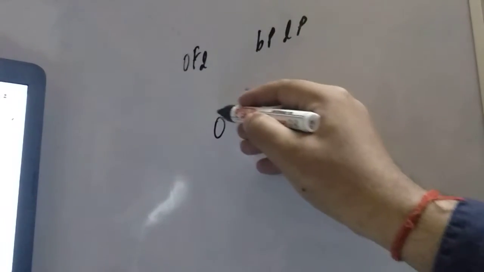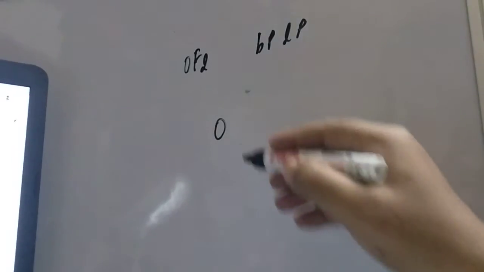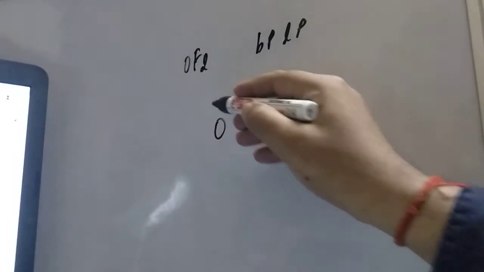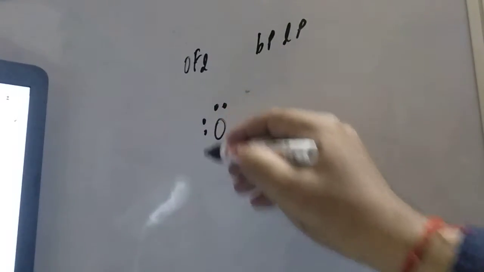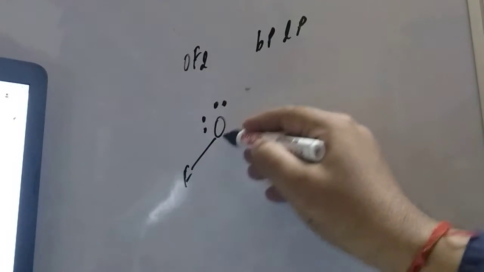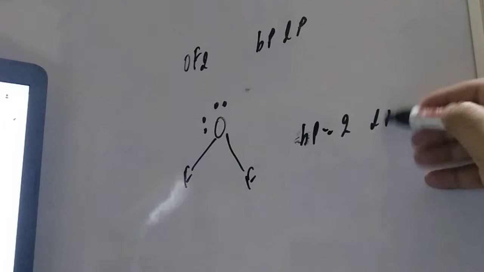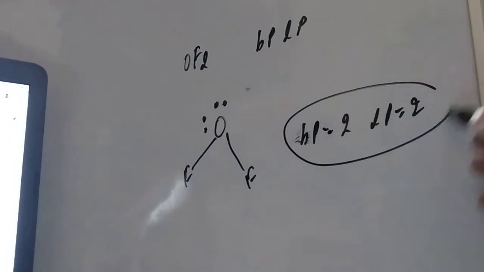So let us check, student, in the OF2 molecule. Oxygen is there, student. Here oxygen has group number 16. Group number 16 means it has 6 electrons, student. So it will form 2 bond pair and 2 lone pair. So bond pair is equal to 2 and lone pair is equal to 2. This is very simple, student. So that is 2, 2. You can check with the option, student.